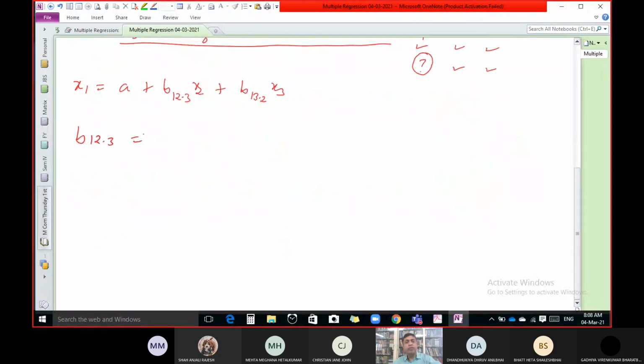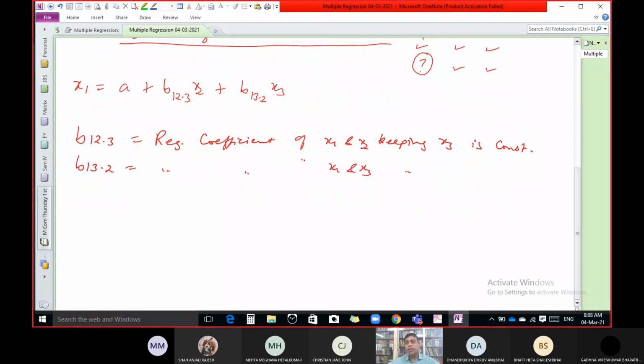b12.3 is nothing but the regression coefficient of x1 and x2 keeping x3 constant. So what is b13.2? That is the regression coefficient of x1 and x3 keeping x2 constant.